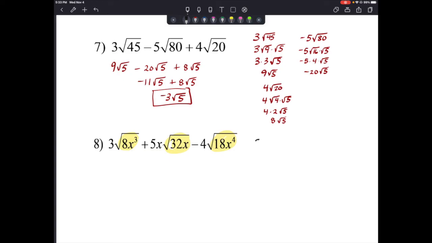If I have 3 times the square root of 8x to the third, let's just leave our 3 out there, and we've got the square root of 8 times the square root of x to the third. Well, the square root of 8 we know is 4 and 2, so that should be a 2 radical 2. Square root of x to the third we know is x squared times x, so that should be an x radical x. And when we put that all together, that should be 6x radical 2x.